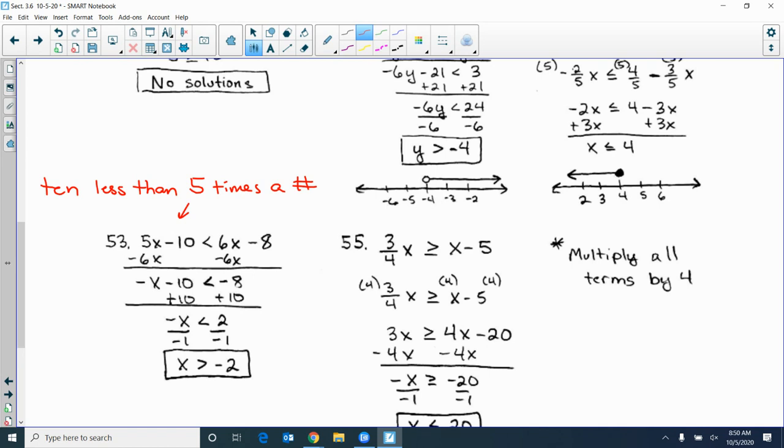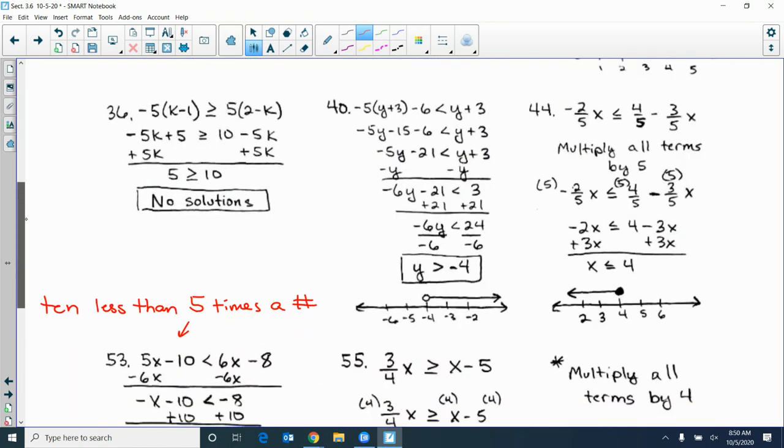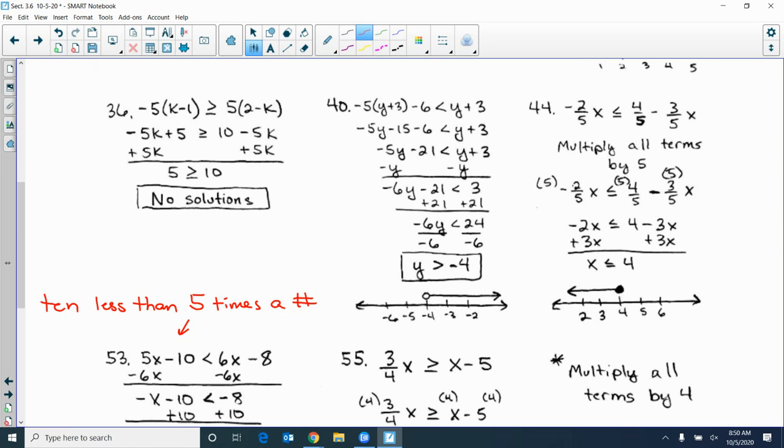Sam? For number 36, I did it a completely different way, but I still got the same answer. How did you do it? I did the top part right, like negative 5k plus 5. Okay. But then I added 5k. I got negative 5 is greater than or equal to 10. I don't know how I got that.